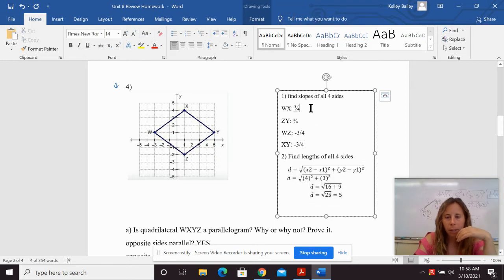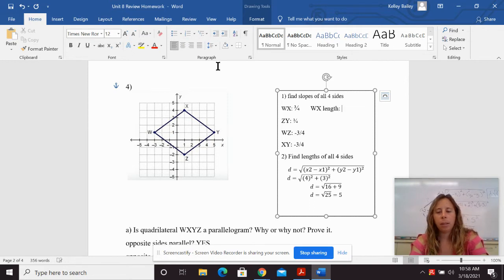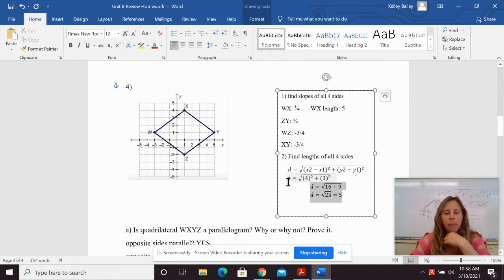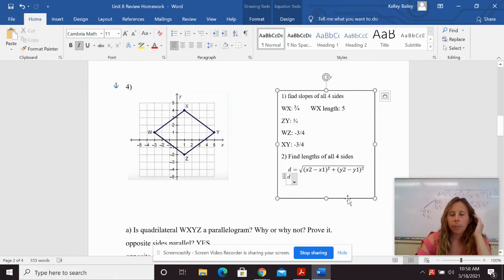Actually, I'm going to go ahead and just write the distance up here. Wx is 5. All right, we just found out the length between this and this is 5. We found that using our distance formula. Okay, so now you're going to do the same thing for zy. Is zy going to be the same length as Wx? So here's your distance formula.